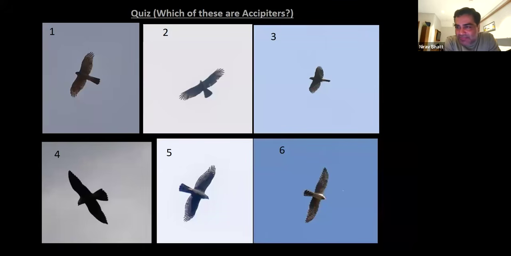Great. So we'll go into the individual identification later. We'll just stick to the basics. Which of these are accipiters? As most of you have correctly identified, 1, 3, and 5 are accipiters. The remaining are not accipiters.